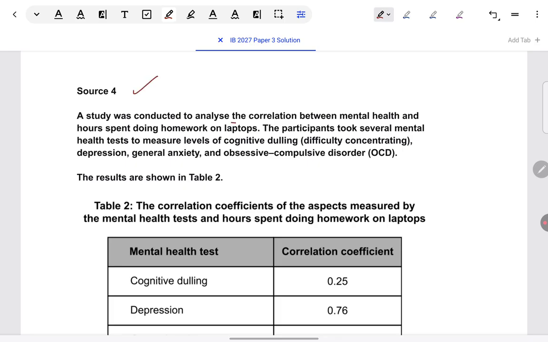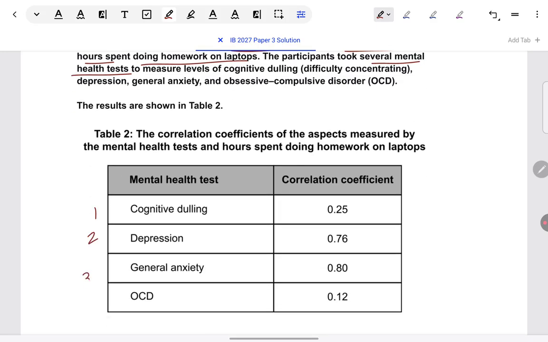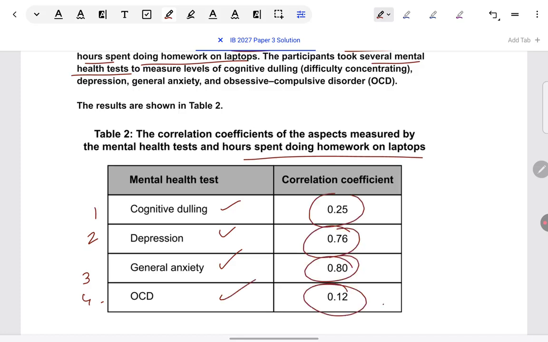Source 4 is just a correlational analysis between mental health and hours students spend doing work on laptops. So, a realistic type of study because it's correlational. First, this correlation was established. Then students were made to take mental health tests, and in these tests, measures of mental health included cognitive dulling, depression, general anxiety, and OCD. So, how much they use their laptops was correlated with each of these measures on the mental health test, and all the correlation coefficients are given on the right.